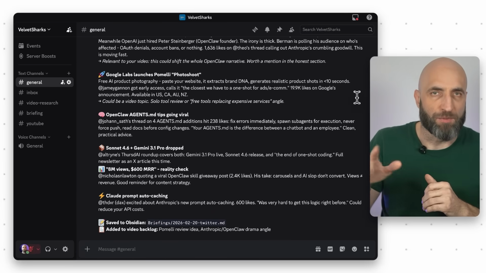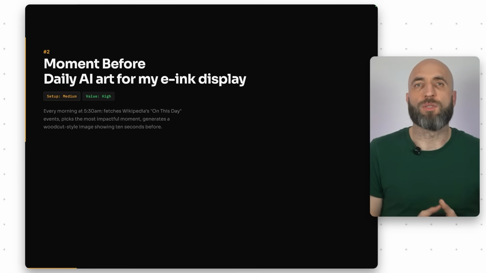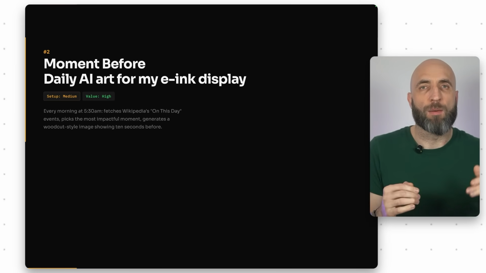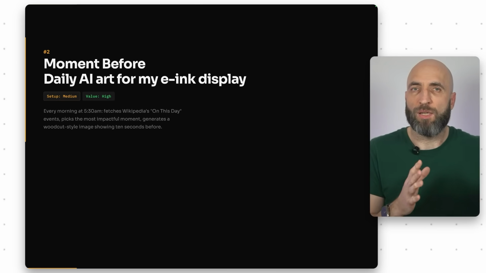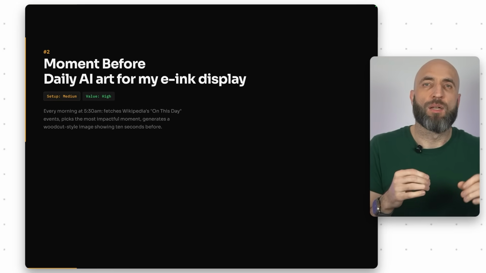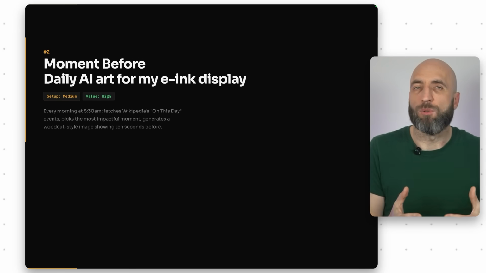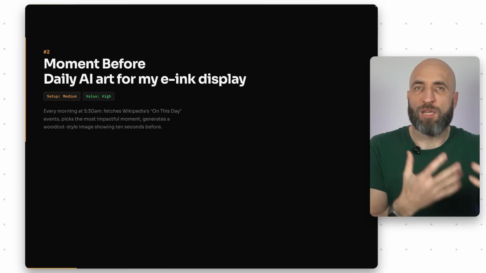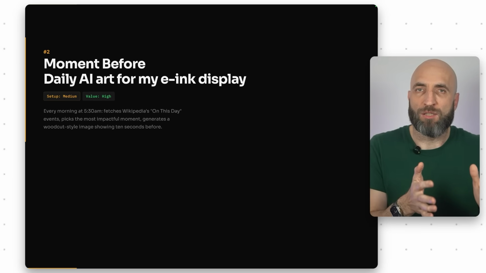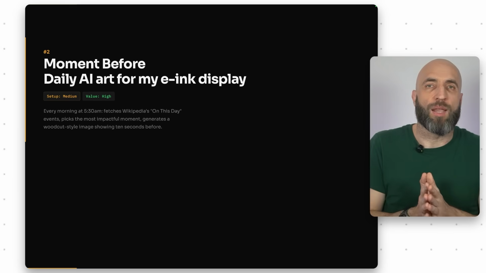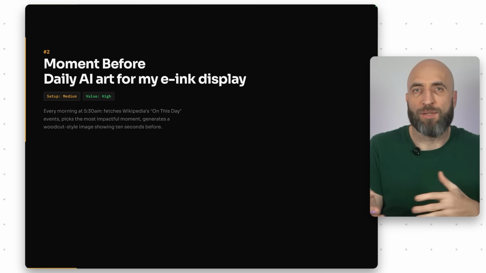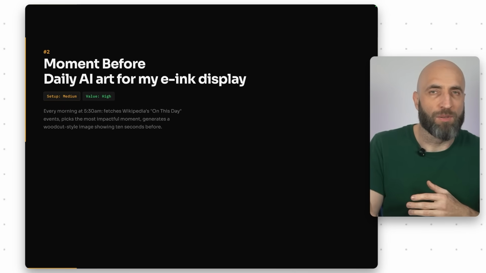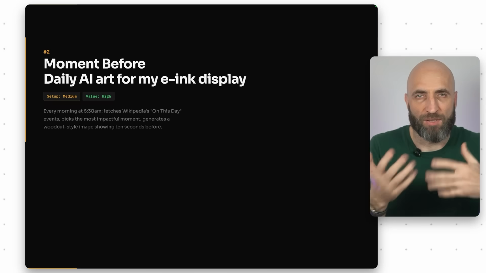Let me show you what comes after. This is my favorite use case. Every morning, my agent fetches Wikipedia's On This Day events, picks the most impactful historical event, and then generates a woodcut-style image showing 10 seconds before that event happened, like the iceberg approaching the Titanic or the apple about to fall on Newton's head, this kind of stuff.